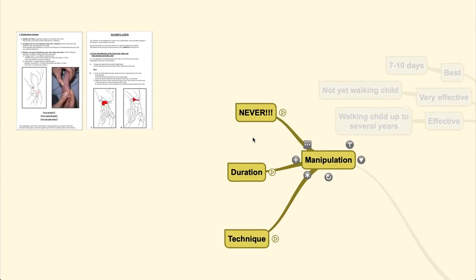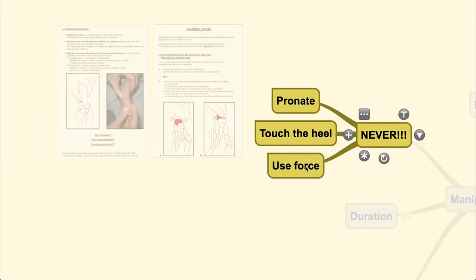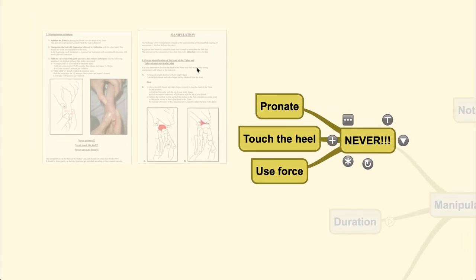Starting with manipulation, there are certain things that you should never do while manipulating a foot, which include pronation, touching the heel, and using force. Even though the deformity consists of a supination type of deformity, pronation is not advised because the foot is actually derotated from its normal position, and what you are trying to do is derotate the whole foot as a block. You do that by using the talus as the axis of the manipulation.